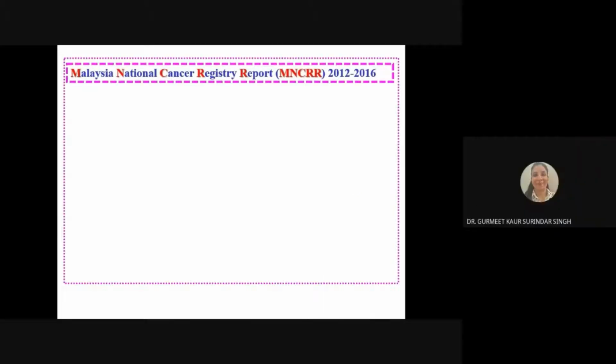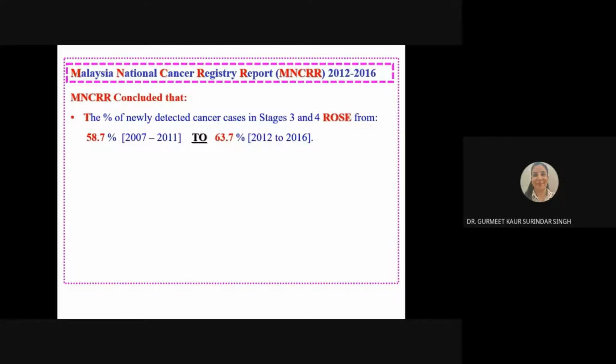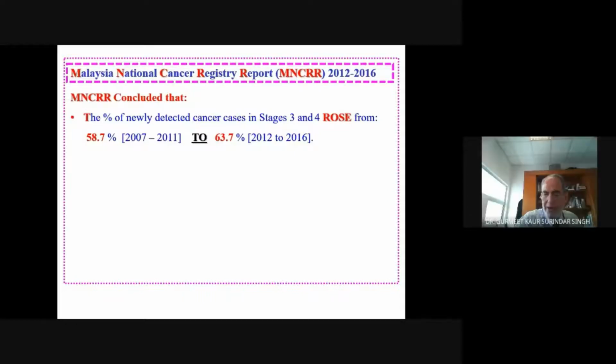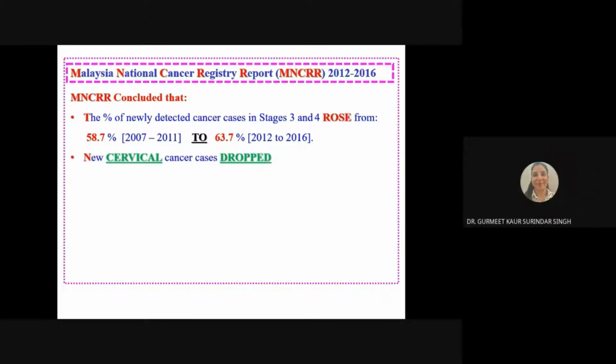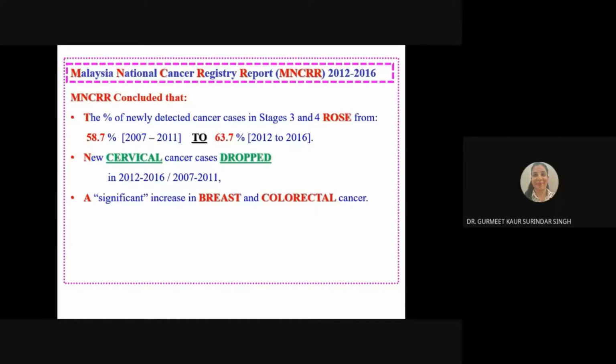So the Malaysian National Registry report concluded that the percentage of newly detected cancer cases in stages 3 and 4 rose from 58 to mostly 64, comparing between 27 to 2016. And also the new cervical cancer cases dropped. Also, there is a significant increase in breast and colorectal cancer.